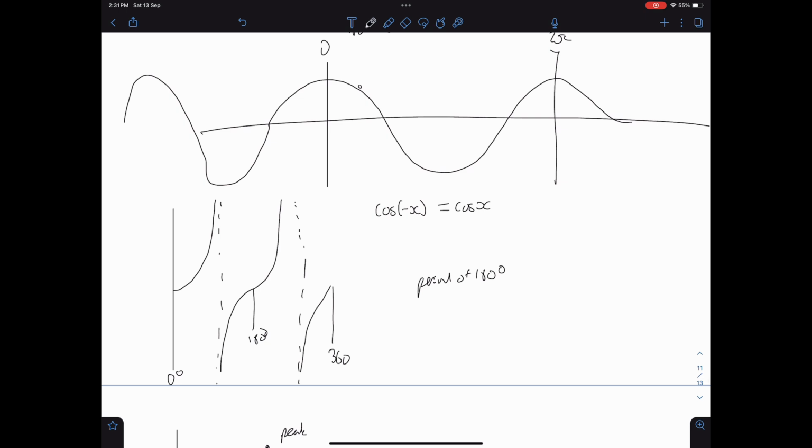So that's an introduction into the graphs of trigonometric functions. In a later video, we will be using both the graph and the unit circle to explain multiple solutions of trig equations.